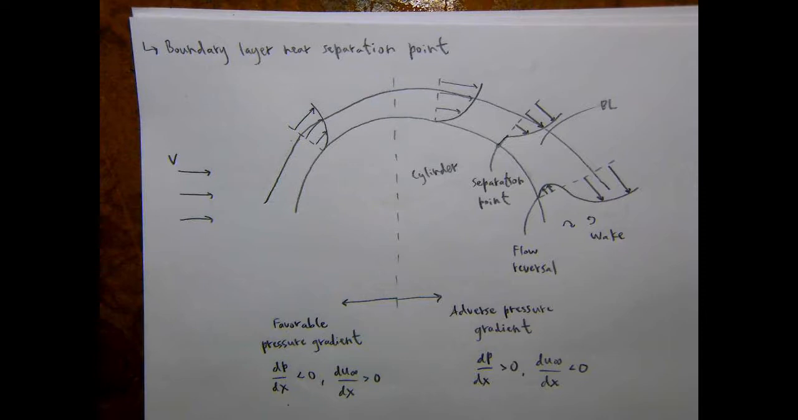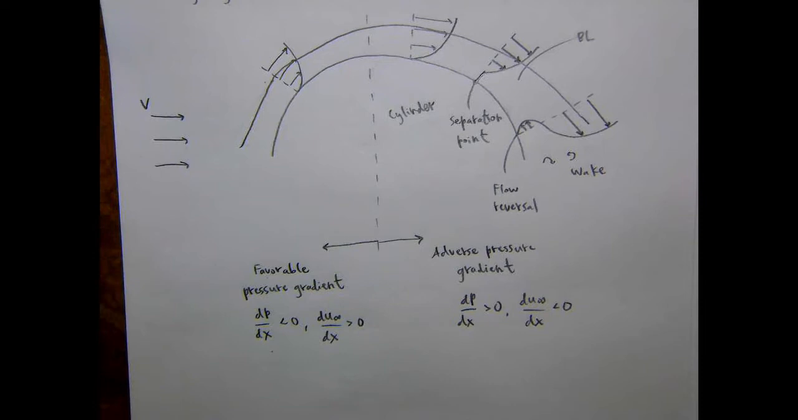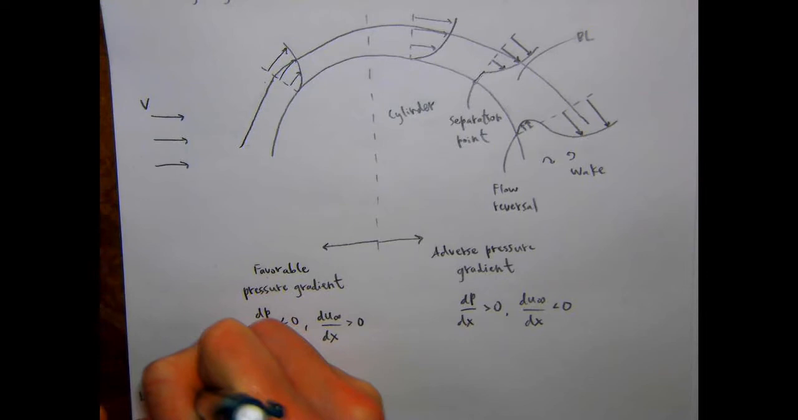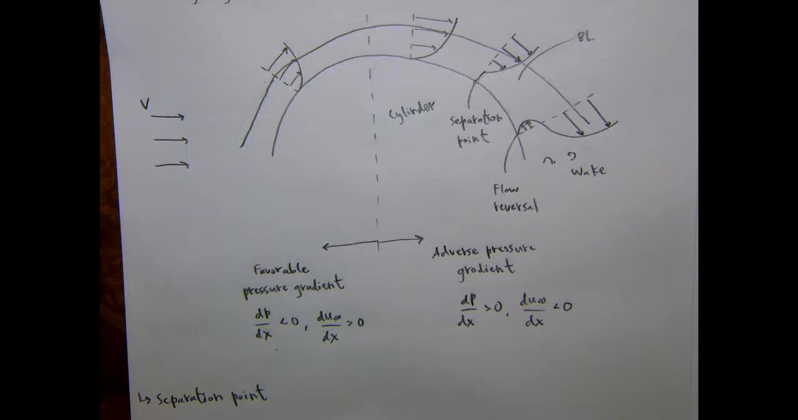Okay, so the separation point is defined mathematically as the point at which the velocity gradient at the surface equals zero.